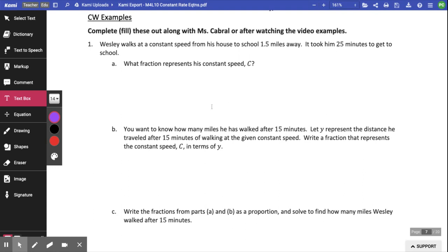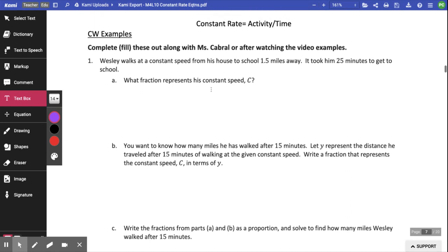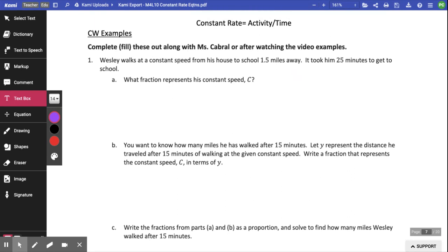So let's take a look at this problem here. Number 1, before we get to parts A, B, C, and D, is going to have the information that you need to start your constant rate problems. Number 1 says Wesley walks at a constant speed from his house to school 1.5 miles away. It took him 25 minutes to get to school. The first question is, what fraction represents his constant speed?